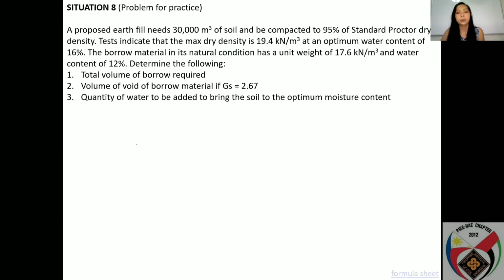First unknown, total volume of borrow required. Number 2, volume of void of borrow material if specific gravity is equal to 2.67. And last unknown, quantity of water to be added to bring the soil to the optimum moisture content. Yeah. Screenshot po. Babalikan natin siya. Sana gawin natin yung assignment natin para makapag-practice tayo sa bahay. Alright? Mabilis lang to.